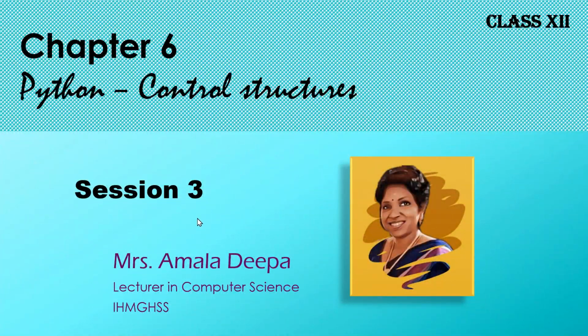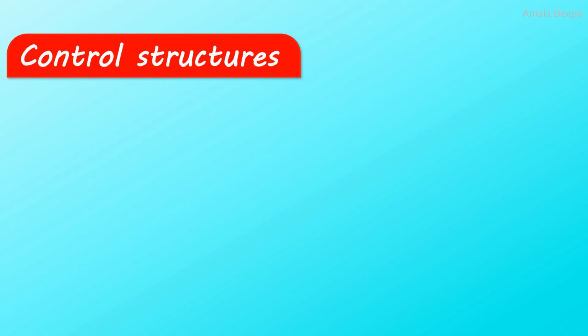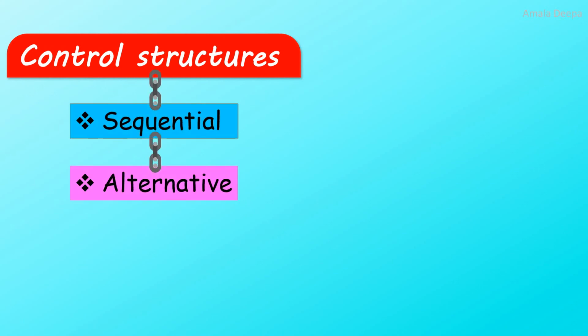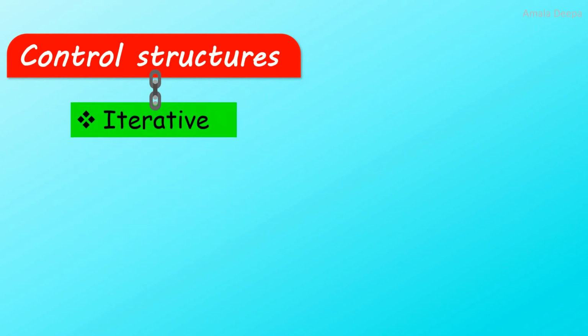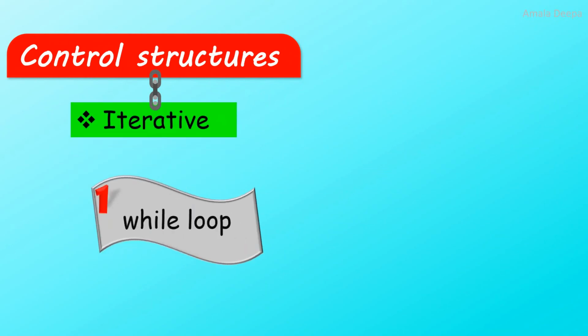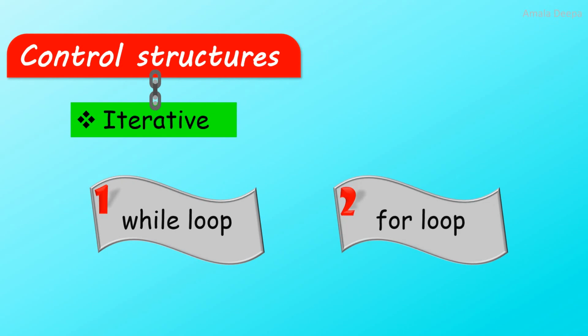Dear children, in this session of control structures, you will learn for loop in Python. Control structures are classified into three: sequential, alternative, and iterative. Iterative means looping. There are two types of loops in Python: while loop and for loop. I have discussed while loop in my previous session. So in this session, we will see about for loop.